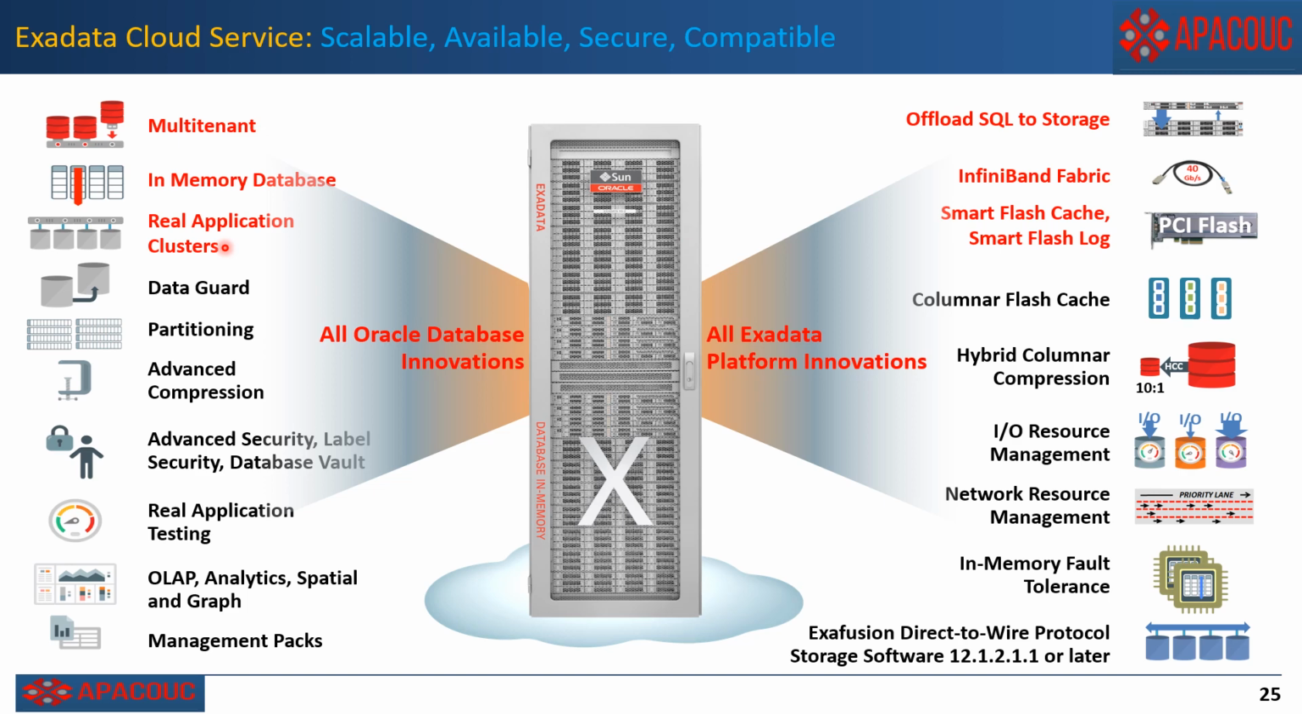The first one is offload SQL to storage, which means that most of the work is done on a storage server. InfiniBand Fabric, which is 40 gigabit per second speed for internal connection. A Smart Flash Cache and Smart Flash Log. Columnar Flash Cache, which is something like an extension of in-memory database. It's saved in a flash cache in a columnar format. Hybrid columnar compression, I/O resource management, network resource management, and in-memory fault tolerance.